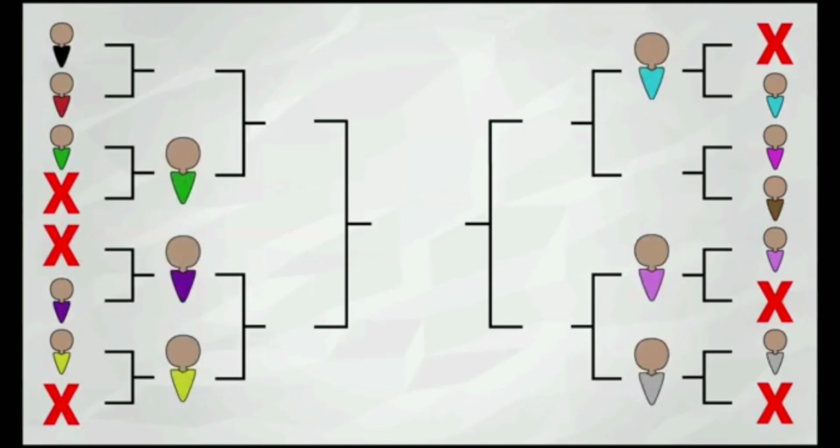This is where that player progresses without playing. This is the same as if their opponent did not show up for their match. A tournament with 10 entrants is the same as one with 16, where 6 players didn't show up.